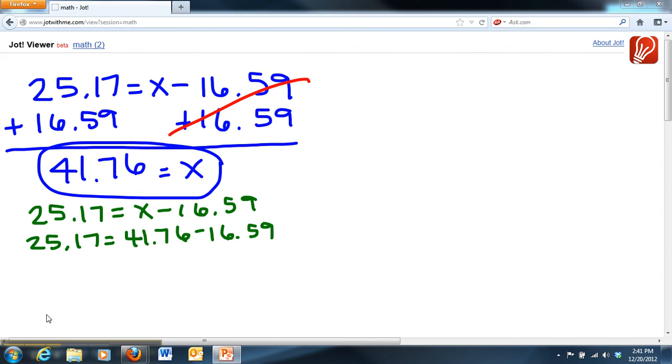So 41 76/100 minus 16 59/100 gives us 25 17/100. So we have 25 17/100 equals 25 17/100, which checks, so we have verified our solution to the equation.